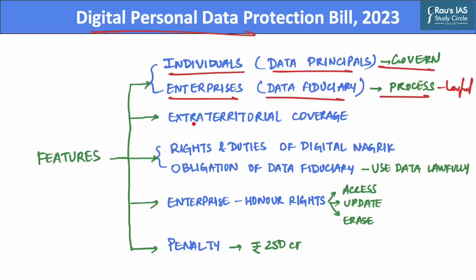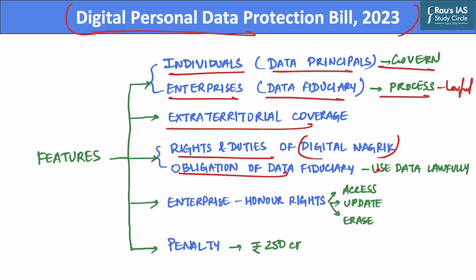Further, this bill also provides for extraterritorial coverage, as enterprises who are based outside India but serve individuals who are present in India are also expected to adhere to the provisions of the Digital Personal Data Protection Bill. Further, this bill frames out the rights and duties of a digital citizen, also known as digital Nagrik, on one hand, and on the other hand, it obligates the data fiduciaries to use the collected data in a lawful manner.